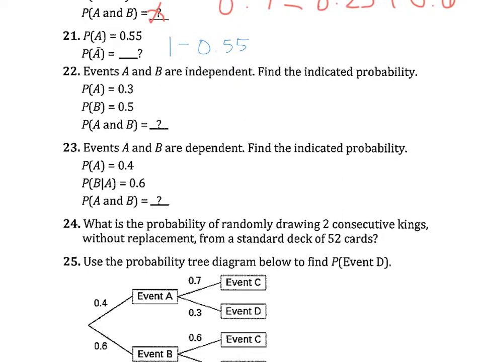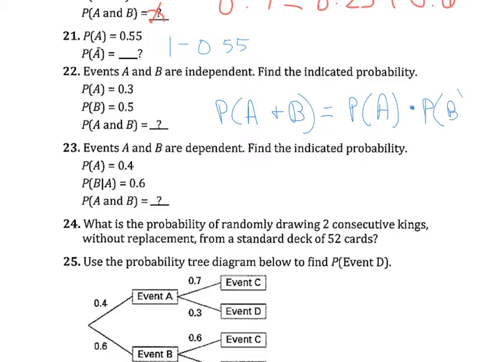In problems 22 and 23, in order to figure out what the probability of A and B are, all we have to do is multiply the probability of A times the probability of B. That's all you got to do for both of these to figure out A and B. Multiply them together.